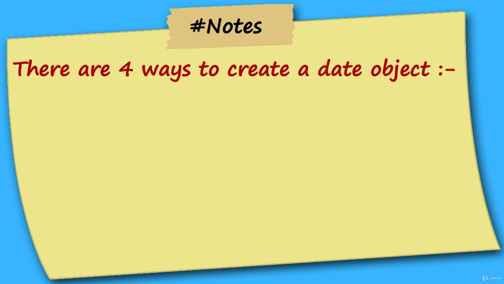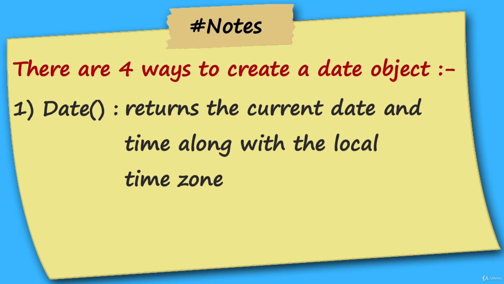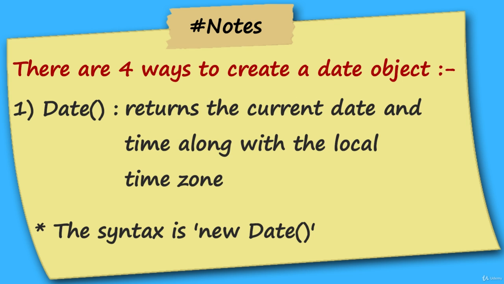There are 4 ways to create a date or a date object instance. Let's try each one by one. The first way is that you use only the date object, which returns the current date and time along with the local time zone. So the syntax is like this. We just say new Date.